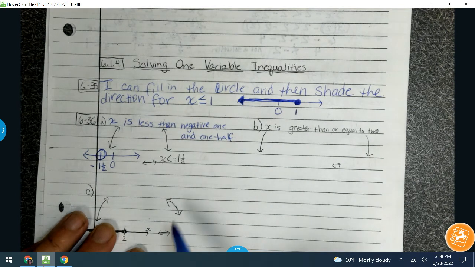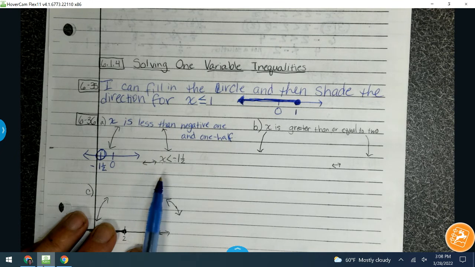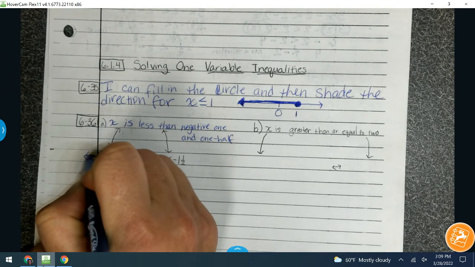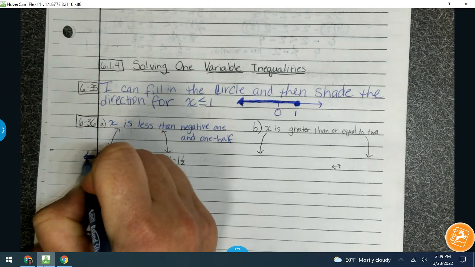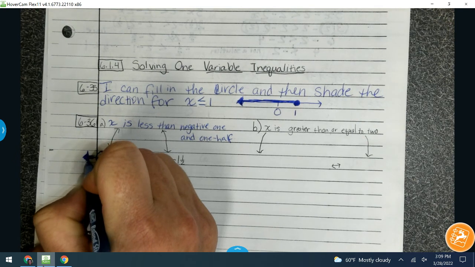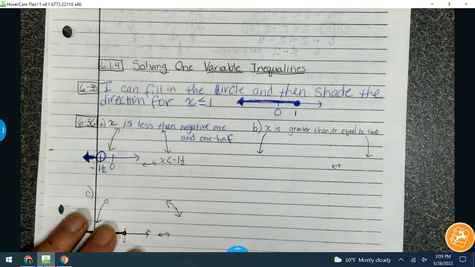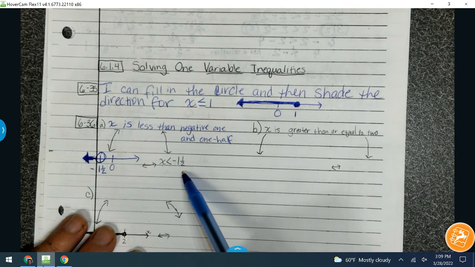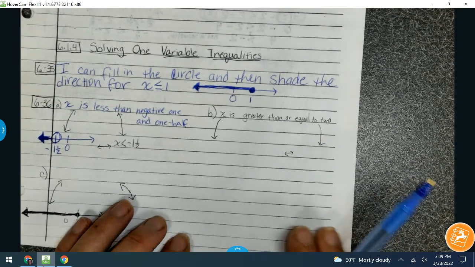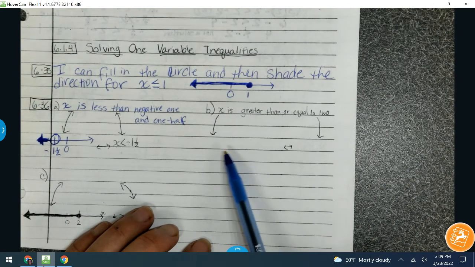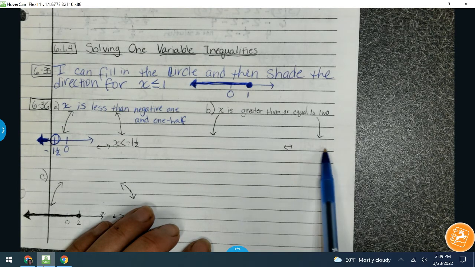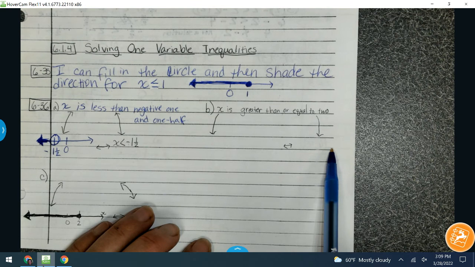Now we need to figure out which way we're going to shade. X is less than negative 1 and 1/2. So where are the numbers that are less than? Hopefully you said they are to the left. So that right there is the graph for this symbol statement. What I want you to do on this problem is pause the video in your app and try to do your graph and write it in symbols. Pause the video now.